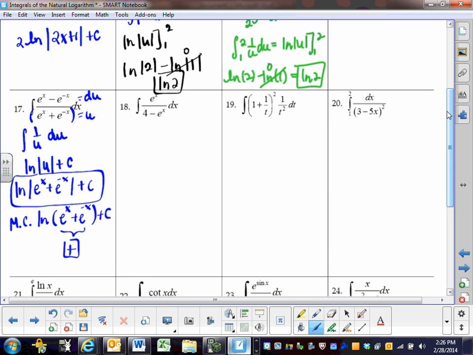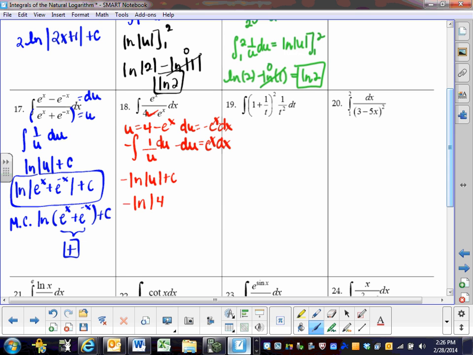So the next problem, this is definitely not something we would want to try to simplify. So we need to look for a u prime and a u. If we look at this part as u, e to the x plus e to the negative x, then the top part, e to the x minus e to the negative x, is exactly du. So we'll be anti-deriving 1 over u du. That gives us the natural log absolute value of u plus c.